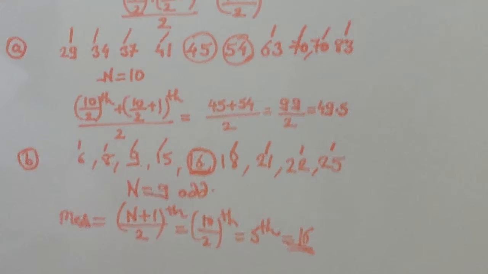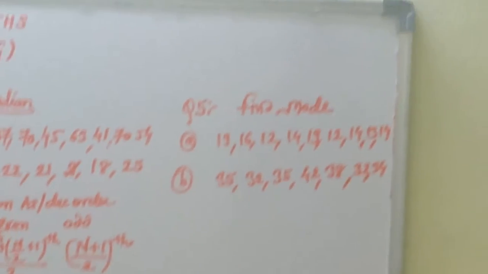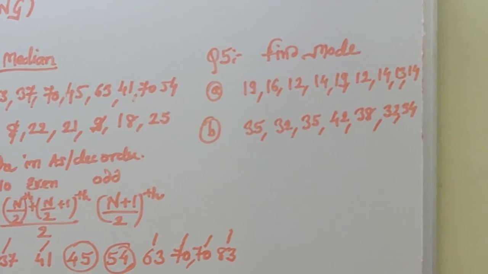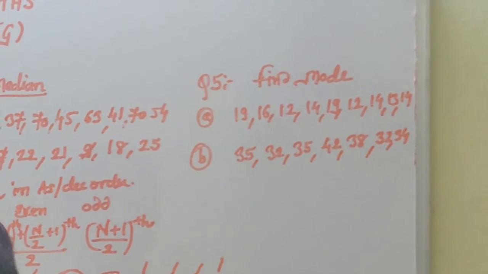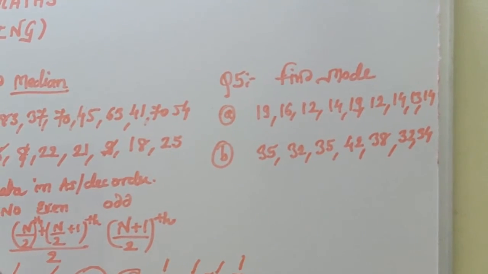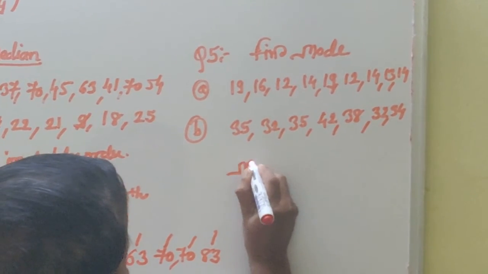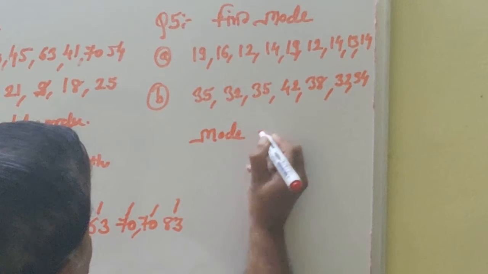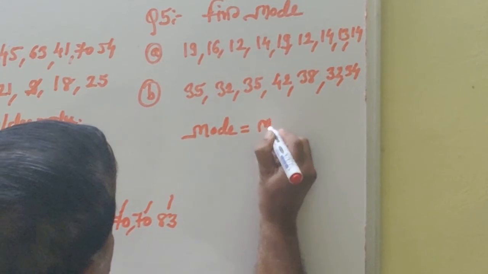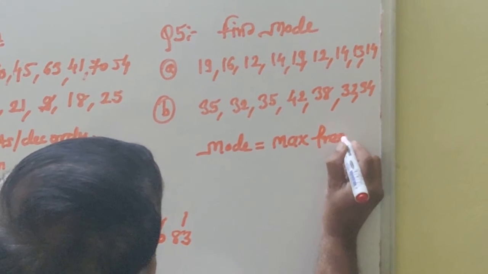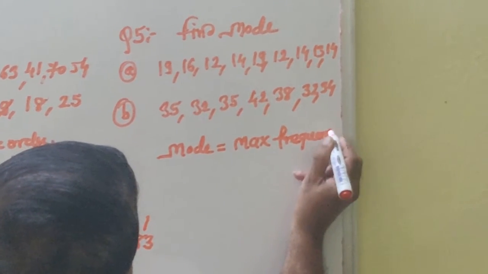Okay. Now you come across this type of problem in 9th standard. Must know the formulas and apply for this. Now we are going to solve the 5th question. Find the mode. Mode means, what is the mode? Mode means the number having maximum frequency. Okay. Means the number which is occurring in the data maximum times.